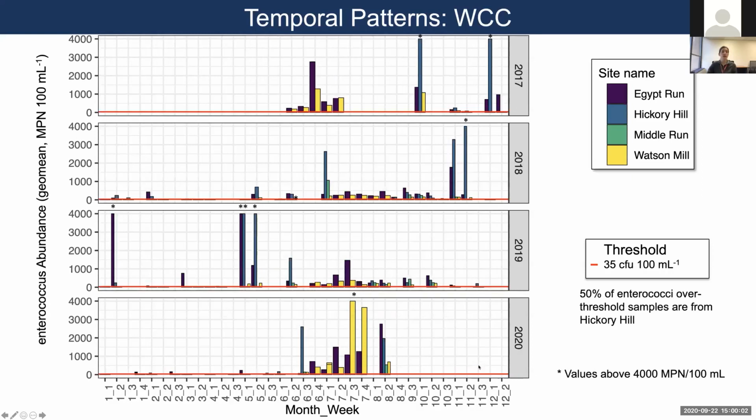Enterococcus at these sites also shows a similar story, with spikes in abundance occurring throughout the year, and particularly in the summer months as well. And again, over the threshold shown in red.